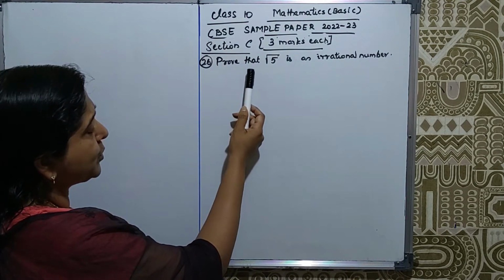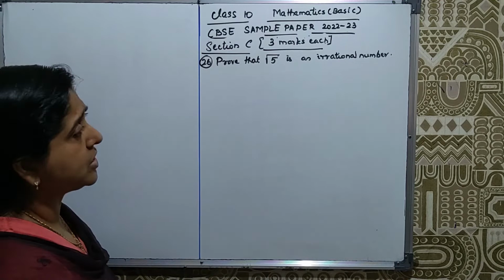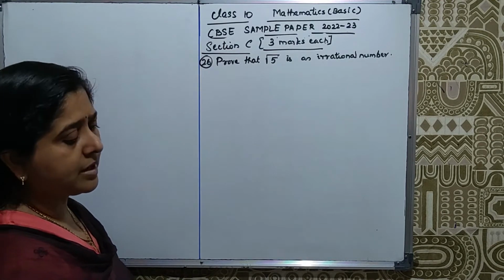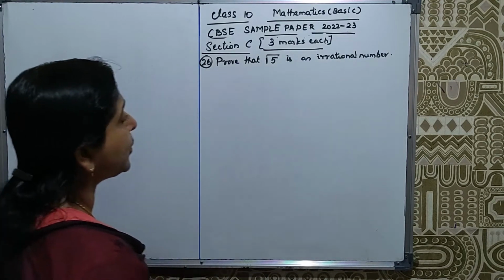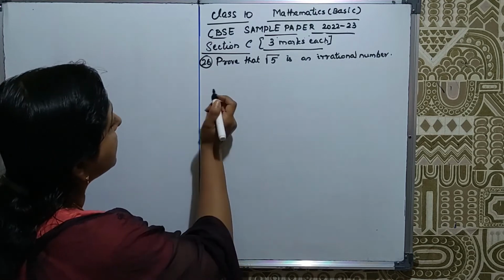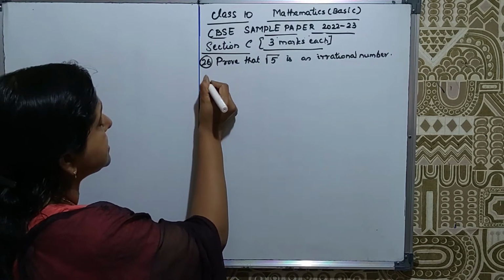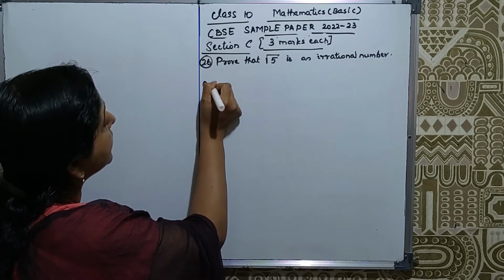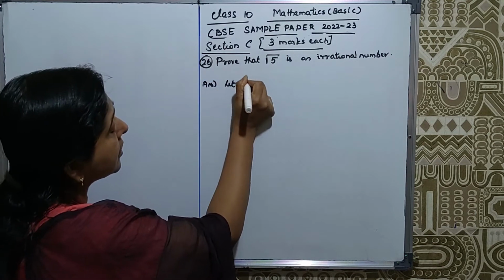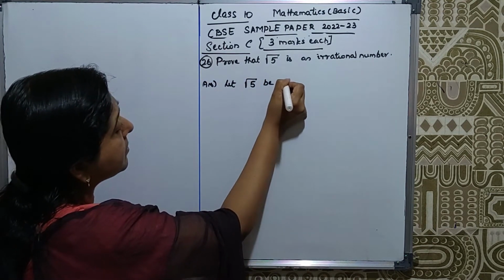Question number 26, prove that root 5 is an irrational number. So you want to prove that root 5 is an irrational number. We'll assume its opposite at first. So in the answer we'll write, let root 5 be a rational number.